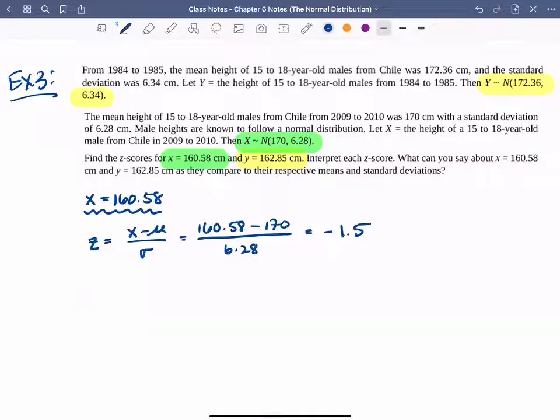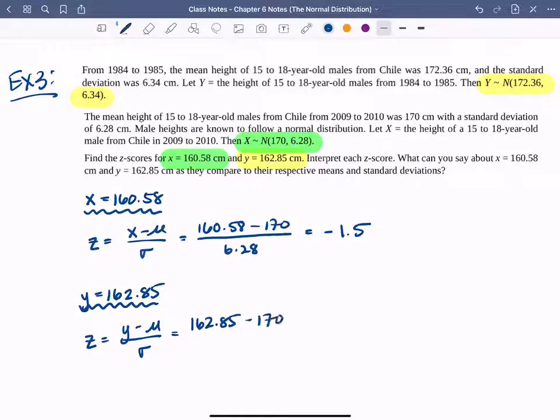Next, let's look at y. Y is 162.85. Everything, I forgot the 2. Everything we're having in yellow here, 162.85. So our z-score is still, instead of x, we're going to say y. Y minus mu over the standard deviation. Y is 162.85 minus 170 divided by 6.28.